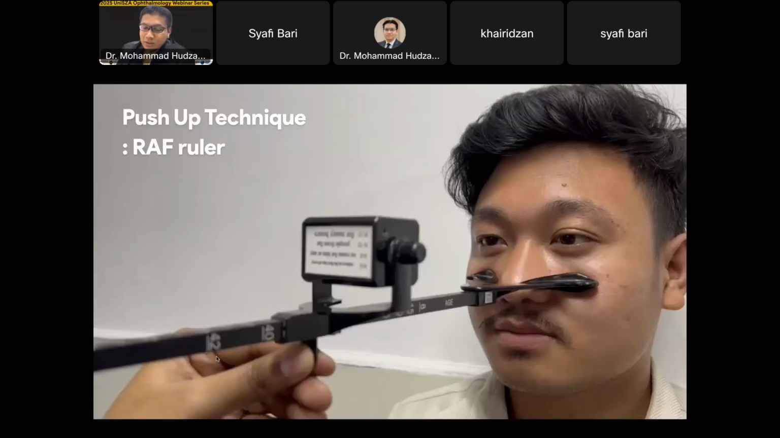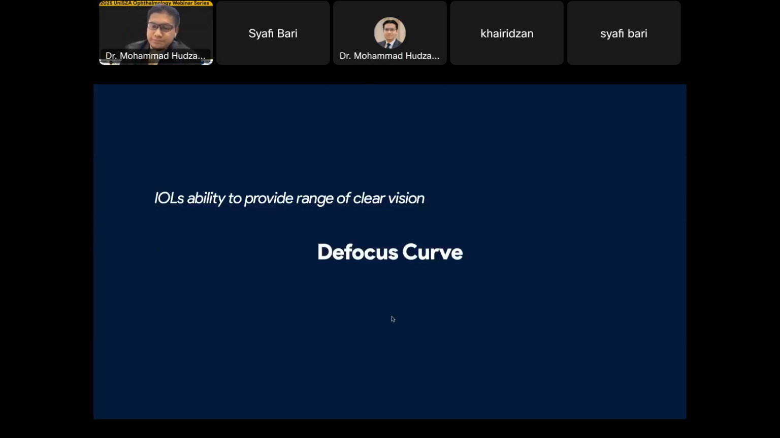Another option that we always use in the clinical setting is the push-up technique using the RAF ruler. We bring the target closer to the eye until the eye cannot read anymore. That's the distance of the near point, so that we can convert it and get the amplitude of accommodation. A young patient will have a very good amplitude of accommodation. An elderly patient with presbyopia will have poor amplitude of accommodation because of poor near vision.